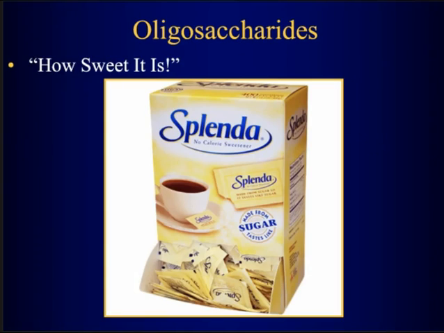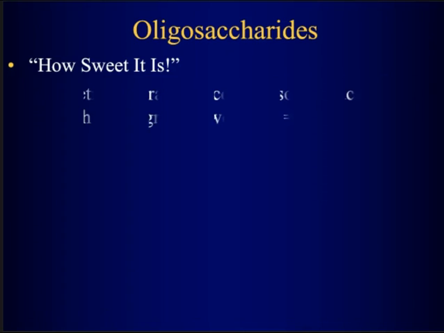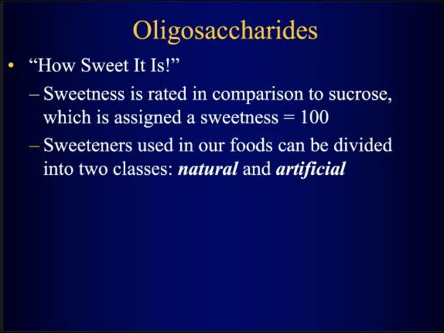Alright, so we've been talking a lot about sugars and sugar residues, but what makes it taste sweet, and how do we know how sweet it is? So let's take a look. So sweetness is rated in comparison to sucrose, so just our normal table sugar, which they artificially assign a sweetness level of 100.